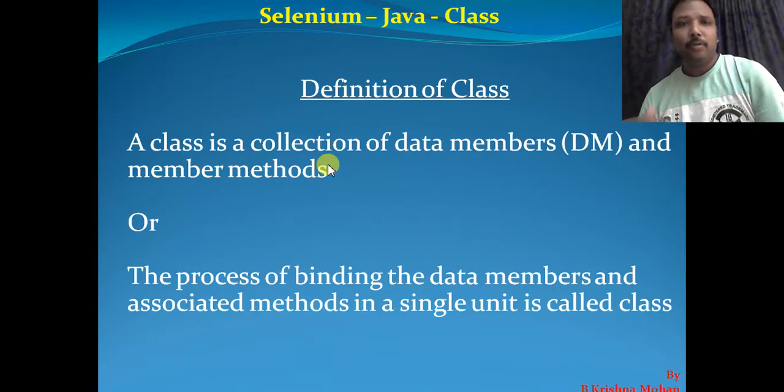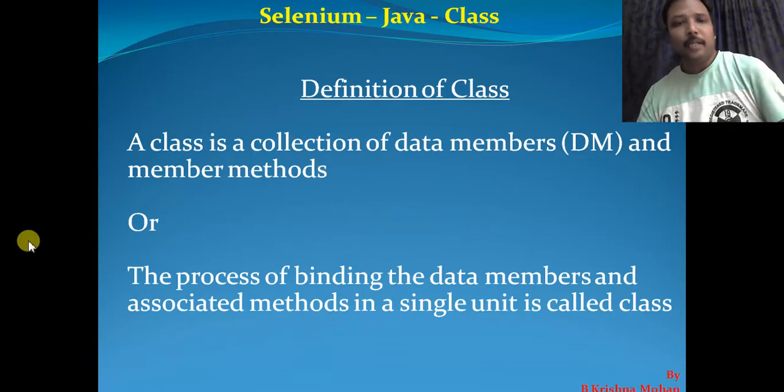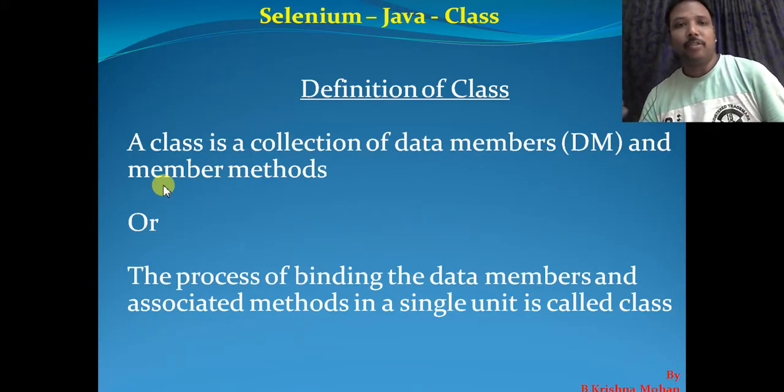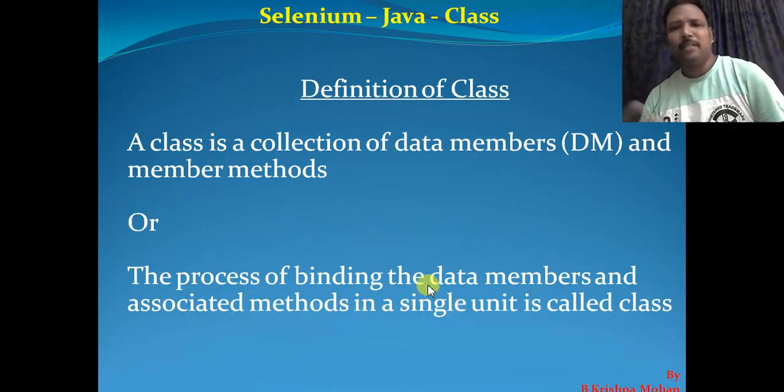So the definition says that it is a collection of data members and the member methods. We'll see what the definition says in real time, and whether it really makes sense or not. And the second definition is the process of binding the data members and the associated methods in a single unit. Both are the same. This definition we will be seeing while doing a program.